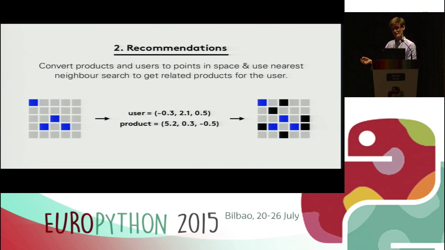And the nice thing about it is, at the end of this pushing apart and pulling together process, users end up close to the products that they will like, and far apart from the things that they wouldn't like. So when we want to recommend things to a user, we look up the point that represents them in the high-dimensional space, and then we use nearest neighbor search to find the products that they would like. So that's also very, very useful.